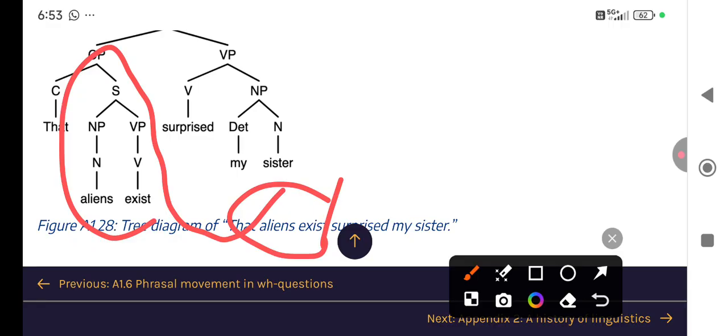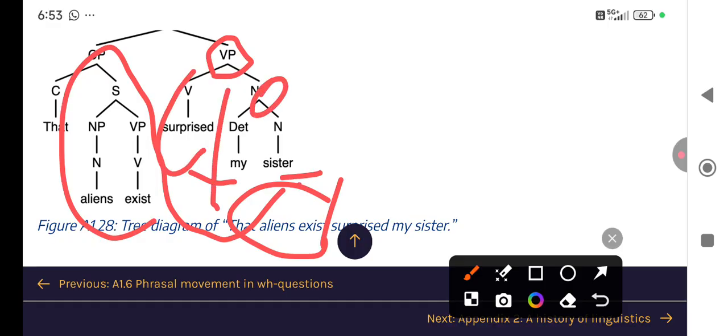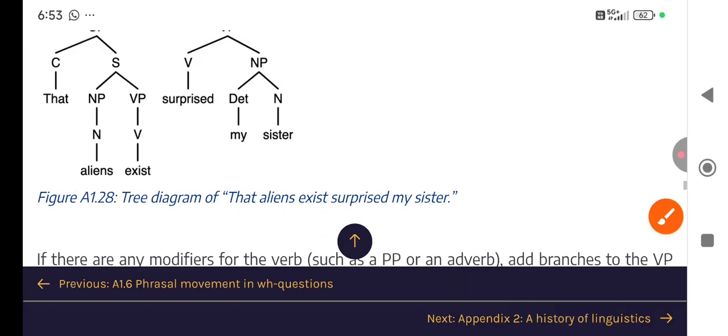Now, surprised my sister. Surprised is the verb, right? And my sister, that's simple, you can do it. Surprised is the verb and my sister is the noun phrase, with a determiner, a possessive pronoun. Okay.